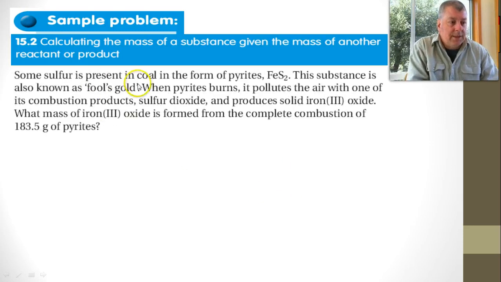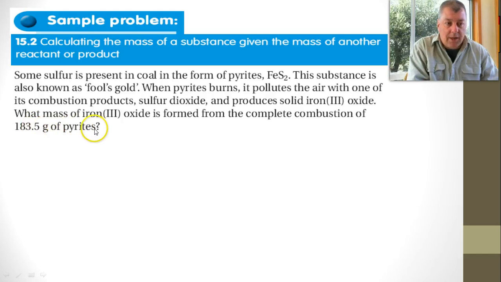Some sulfur is present in coal. When we mine coal, there are things called pyrites in it, which have the formula FeS2, also known as fool's gold. When we burn pyrites, i.e. when we burn coal, the pyrites pollutes the air and produces sulfur dioxide and solid iron(III) oxide. So here we're told the information: what mass of iron(III) oxide is formed from the complete combustion of 183.5 grams of pyrites, FeS2?